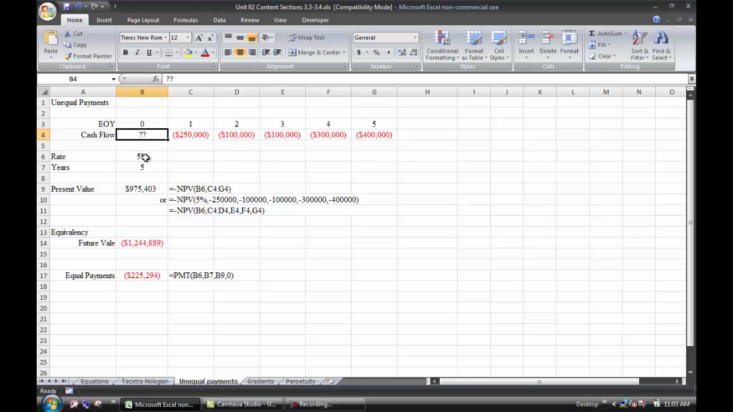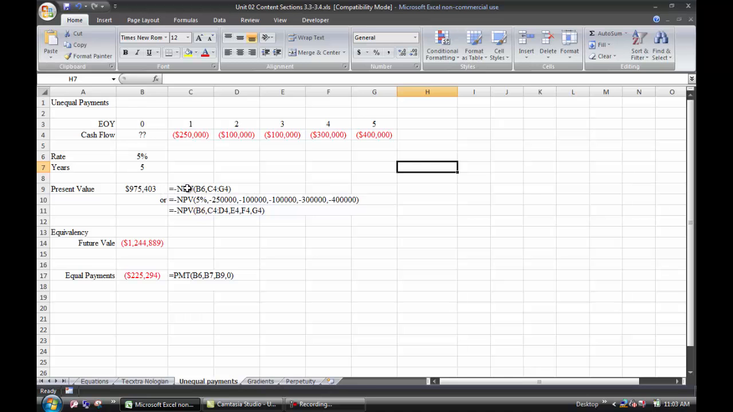And we're going to use a rate of 5% over 5 years. Since the payments are not equal, we can't use the PV function. We could find a present value of each one of these separately for the different number of years and then sum. But there is a function that's available. It's called NPV, net present value.